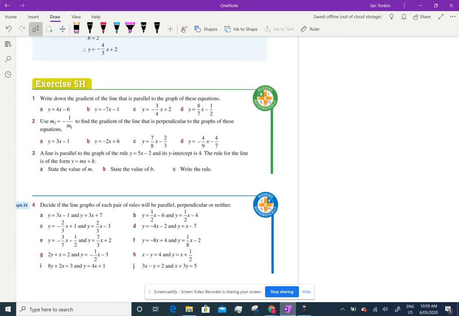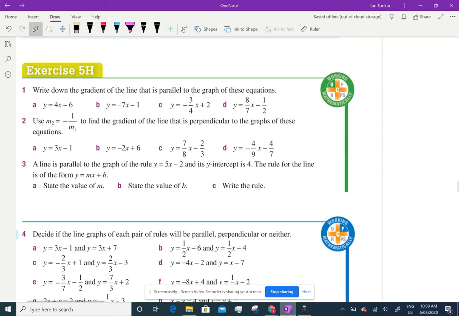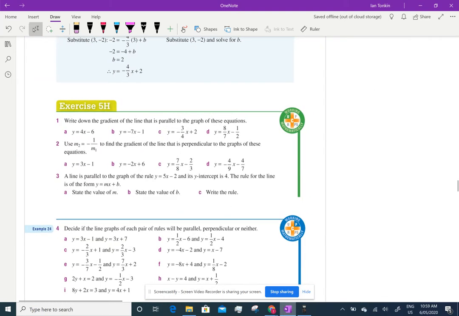So write down the gradient of the line that is parallel. And when it's parallel, this is ridiculous. It's got the same gradient. So you go ahead and do them because you should be able to pick the gradient straight away. So in the first one, the gradient's 4. So m equals 4.